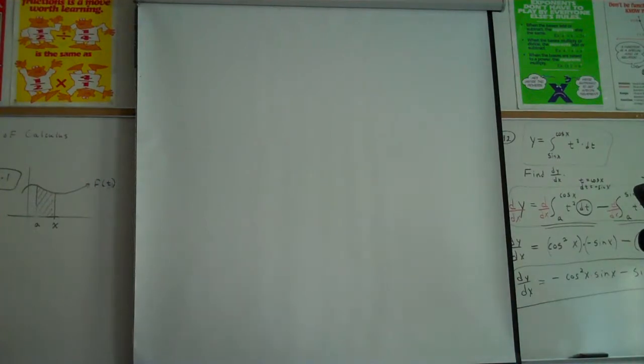This is number 55. The directions start on page 287 for lesson 5.4. It says, in exercises 54 and 55, f is a differentiable function whose graph is shown in the figure. The position at time t in seconds, so time is going to be in seconds, of a particle moving along a coordinate axis is s equals the integral from 0 to t of f of x dx, meters.